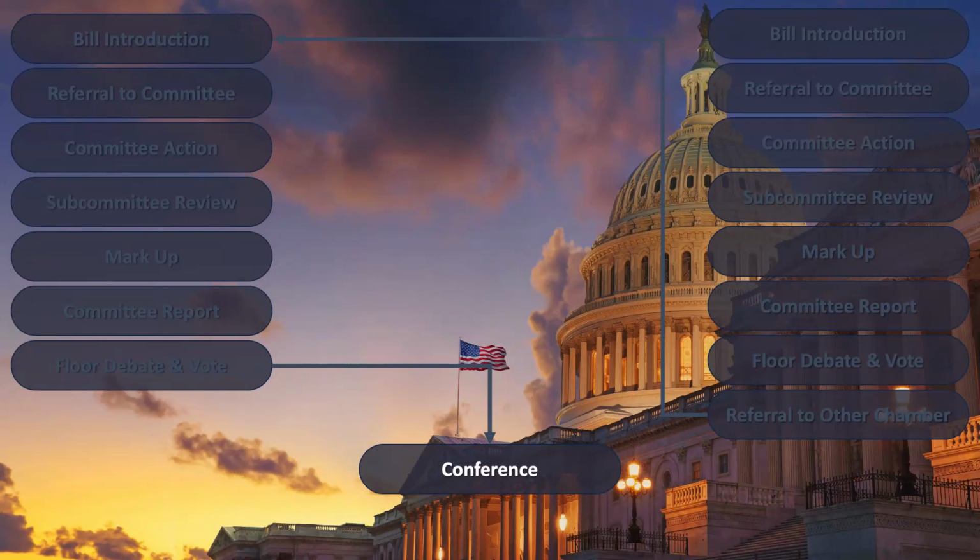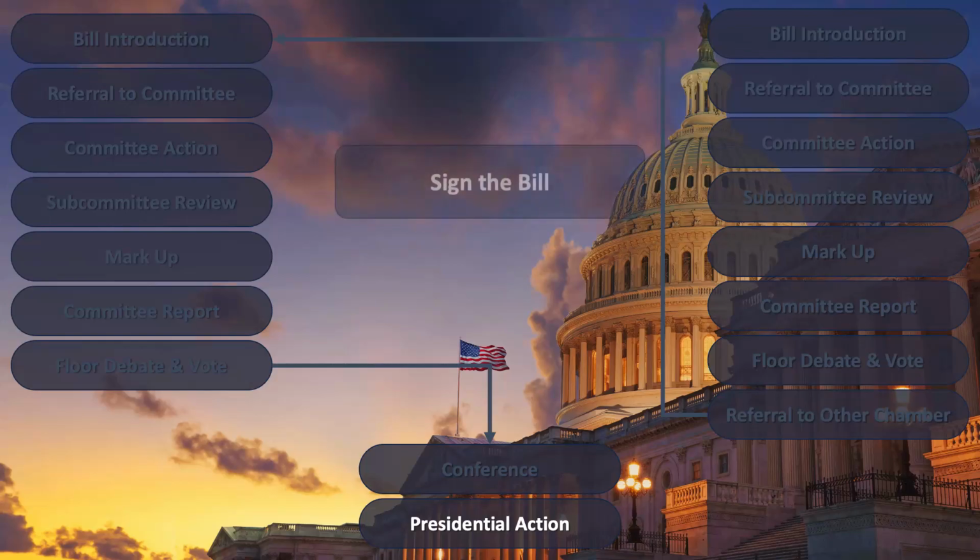This report cannot be amended by the respective chambers and must either be approved or rejected as is. If the report is rejected by either chamber, the bill dies, but if it passes both chambers, the act is sent to the president for consideration. The president can sign the bill, in which case it becomes law once signed.